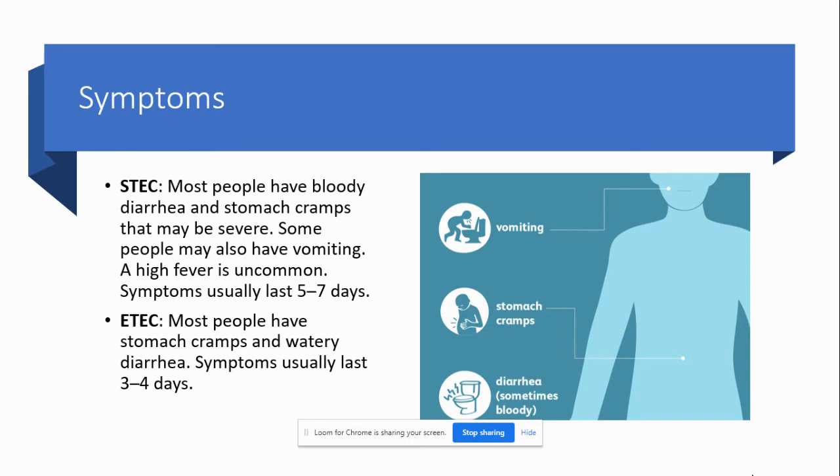So some of the symptoms of E. coli infections for the STEC type, most people have bloody diarrhea and stomach cramps that may be severe. Some people may have vomiting. High fever is usually uncommon. Symptoms usually last 5 to 7 days. As mentioned before, HUS is one of the most severe cases, and it is caused by STEC. And then for ETEC, most people have stomach cramps and watery diarrhea. Symptoms usually last about 3 to 4 days.